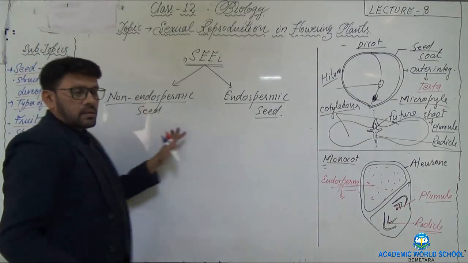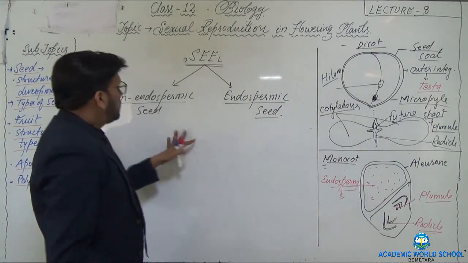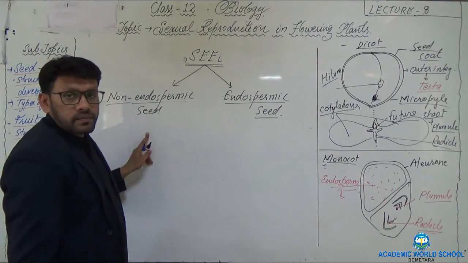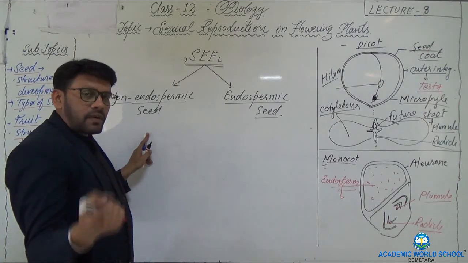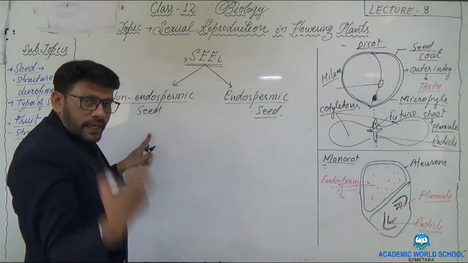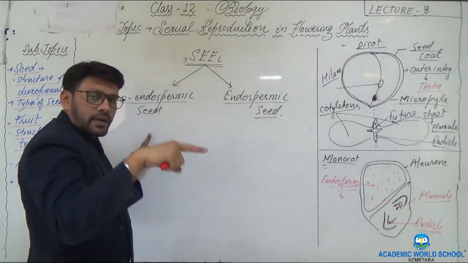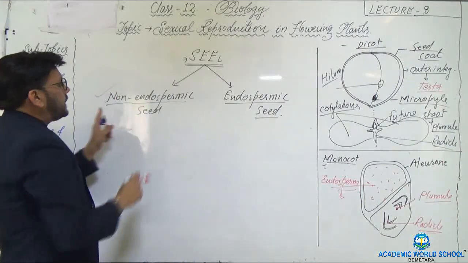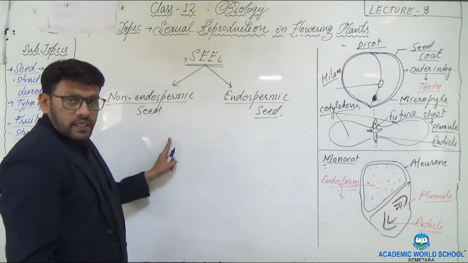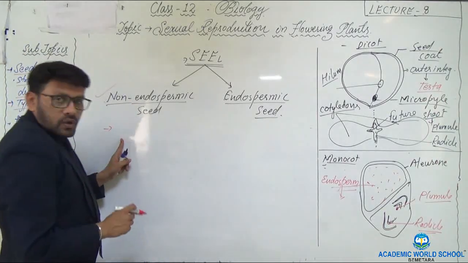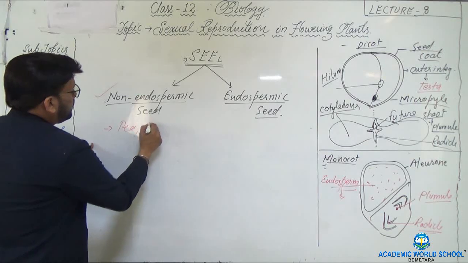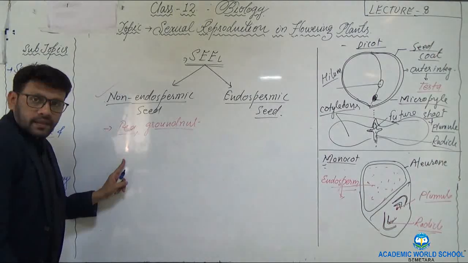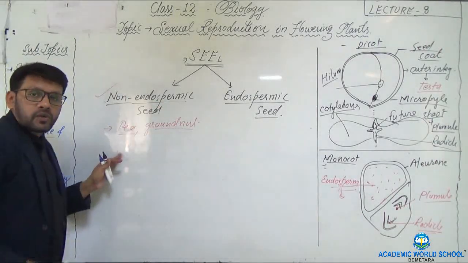Children, in most of the cases, the endosperm is fully consumed. It means at the time of development of the embryo, it gets nourishment from the endosperm. As a result, the whole endosperm is consumed. So such types of seeds are called non-endospermic seeds. The best examples of non-endospermic seeds are the pea, groundnut, etc.